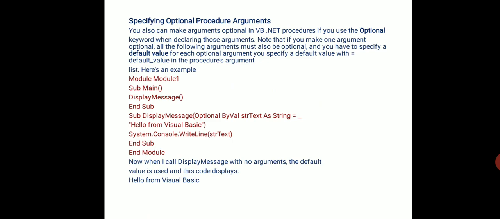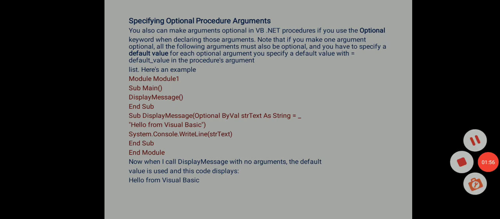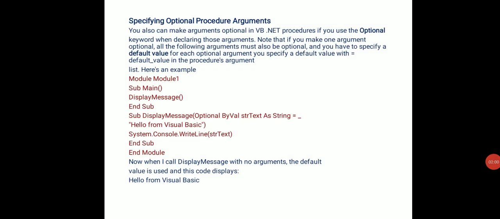Here "Hello from Visual Basic" is the default value. For an optional argument you have to specify the default value. And one more thing, if you specify one argument optional, then all the following arguments will be optional. But here we have only one argument, strText. If you use more arguments, the other arguments also will be optional. So the output of this program will be "Hello from Visual Basic". This is how to make arguments optional with a default value.